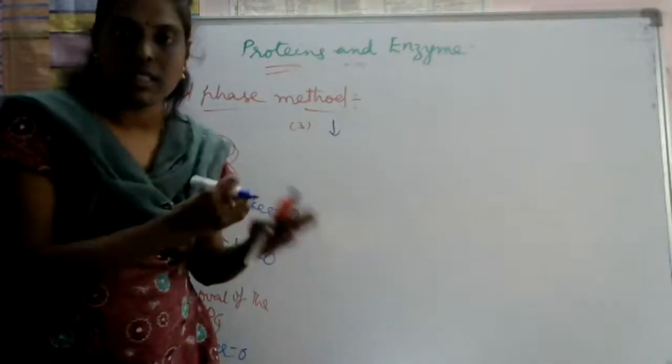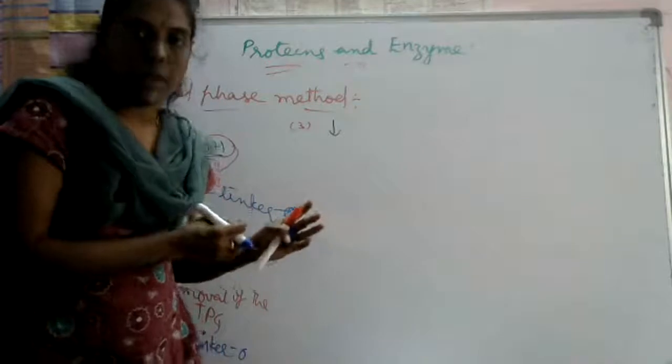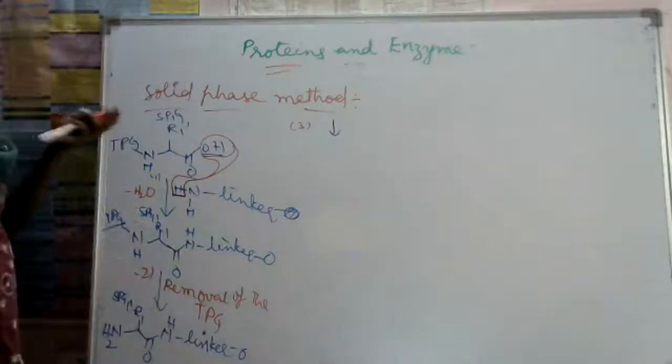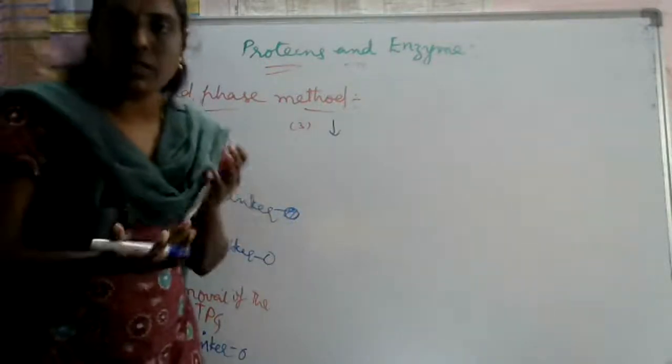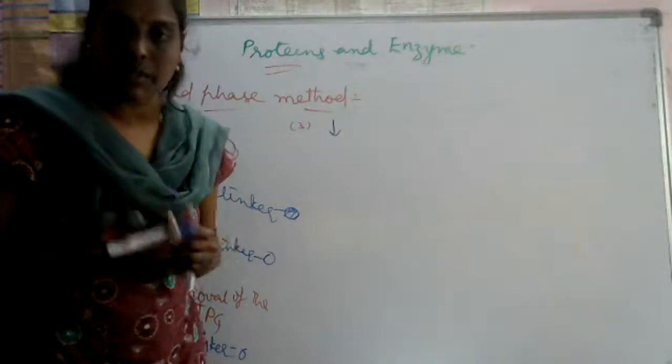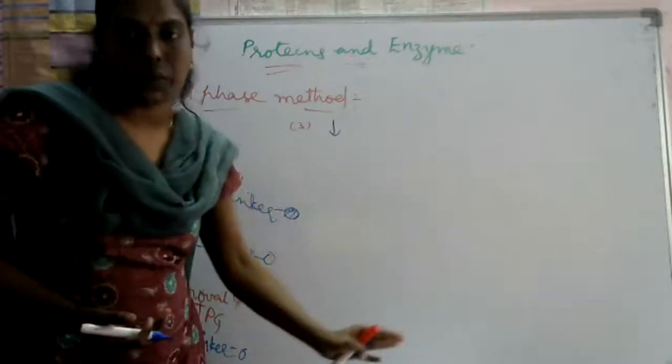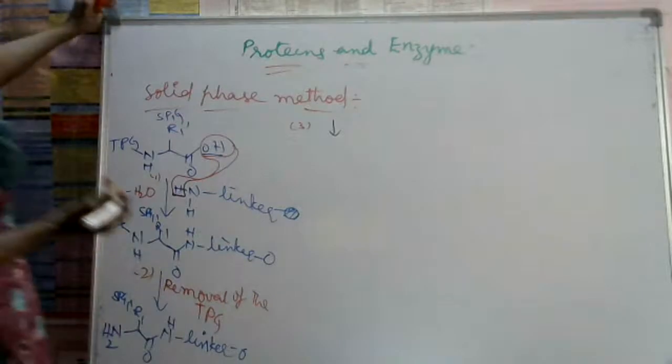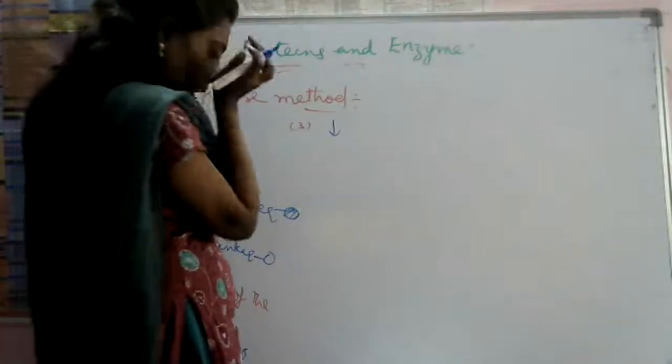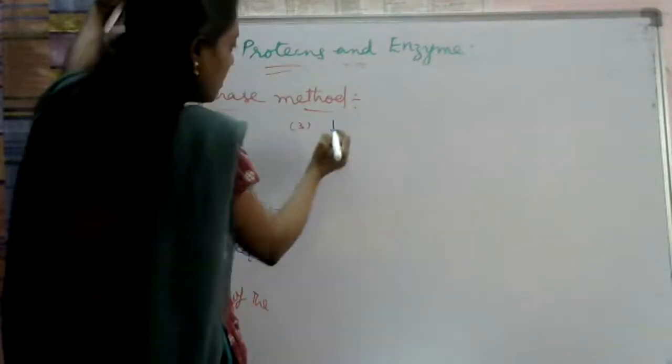So we have to join each and every amino acid to this one. Thereby it forms a peptide chain. So if more than 50 amino acids are there, then it is called a protein. Okay, so next, what do we have to add? We have to add one more.